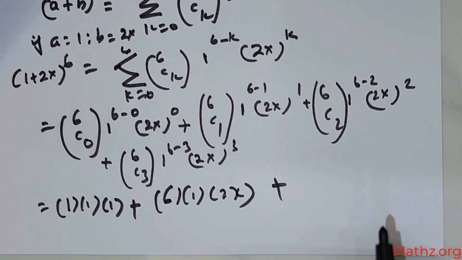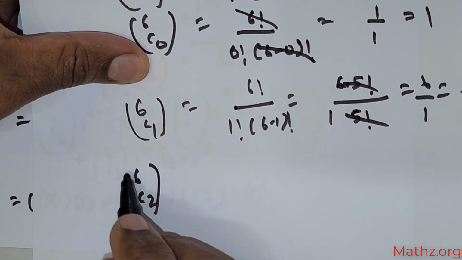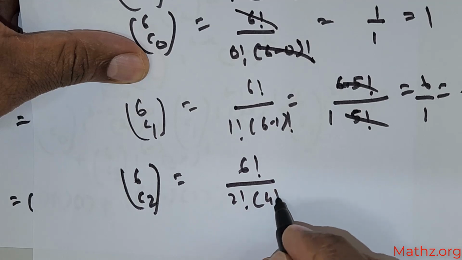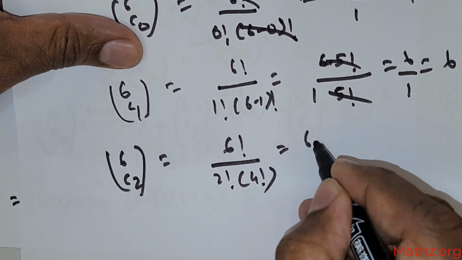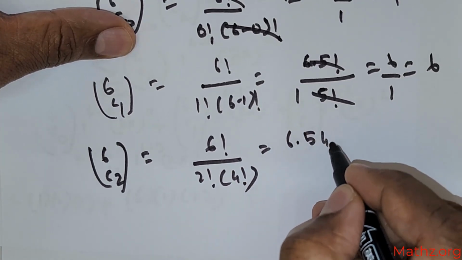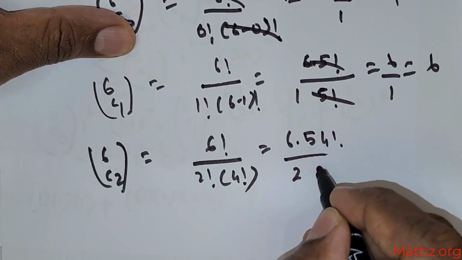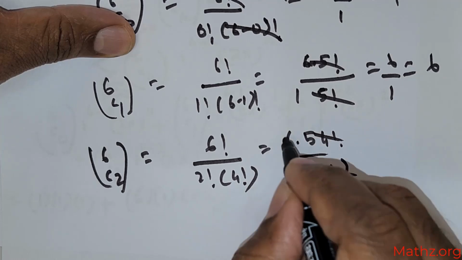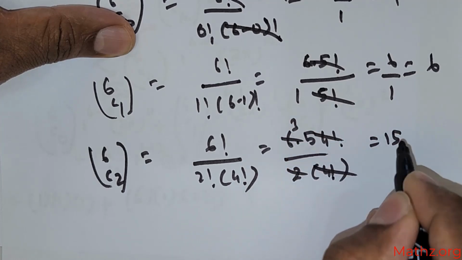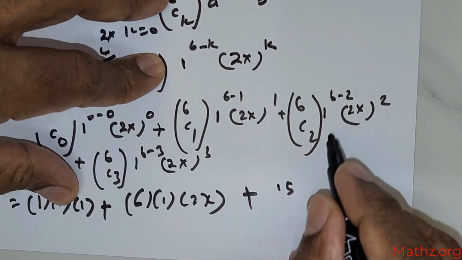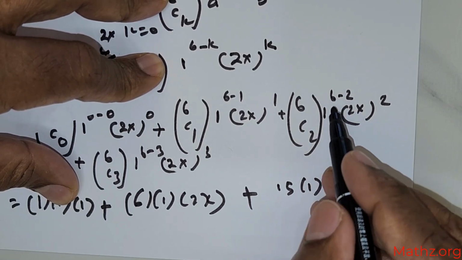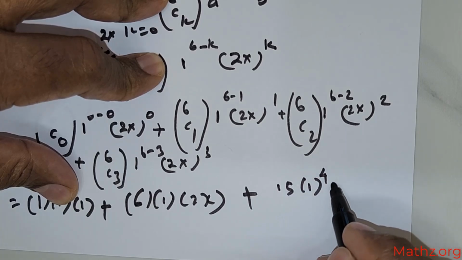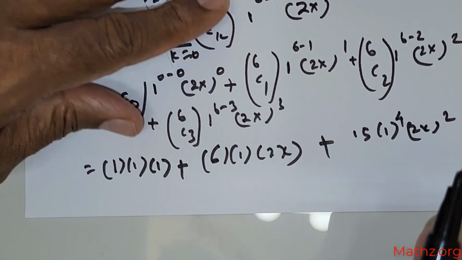Now the third term, 6C2. 6C2 is going to be 6 factorial divided by 2 factorial times 4 factorial. I'm going to write 6 factorial as 6 into 5 into 4 factorial, divided by 2 factorial, which is 2, and 4 factorial is written as it is. 4 factorial can be cancelled. 2 divides 6 three times, and 3 times 5 is 15. So you have 15 there, 1⁶⁻² is 1⁴, that's placed there, and (2x)² I retain as it is.